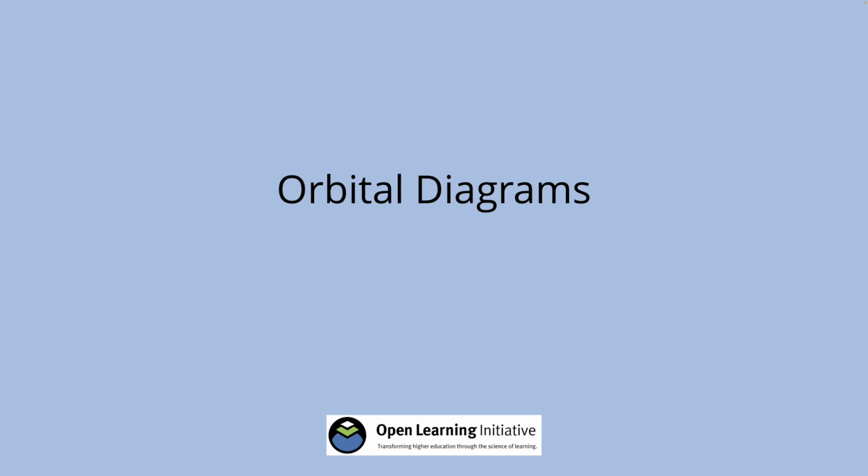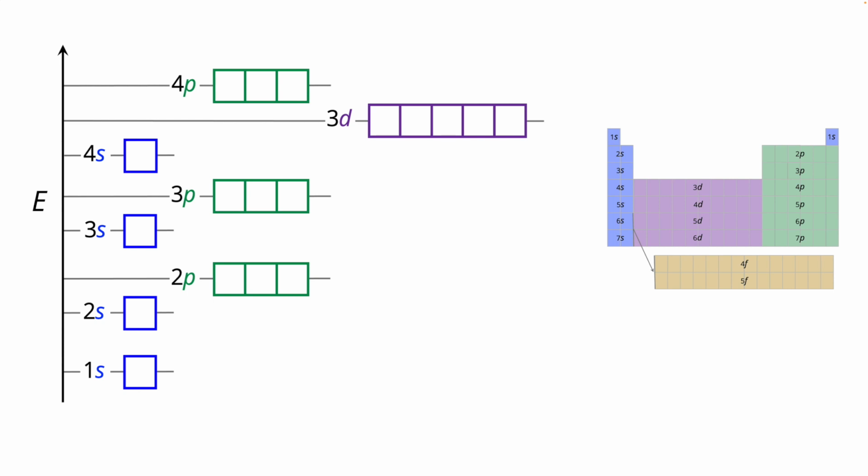This is an introduction to orbital diagrams. On the left, we have an energy level diagram showing the subshells and the orbitals within the subshells in terms of increasing energy as we go upward. And on the right, we have a periodic table for reference.